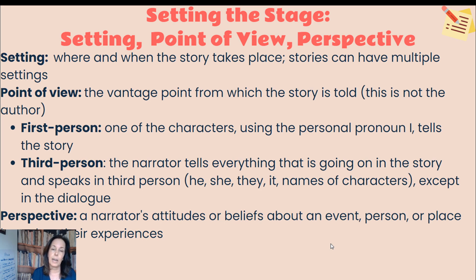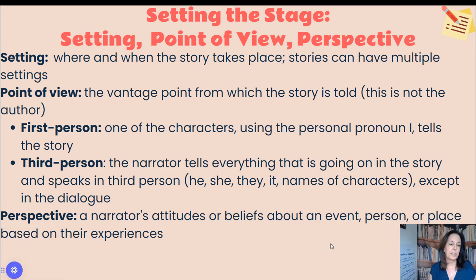First person is one of the characters using the personal pronoun I who tells a story. Third person is when the narrator tells everything that is going on in the story and speaks in third person: he, she, they, it, and names of characters, except they don't do that in the dialogue. Perspective is a narrator's attitudes or beliefs about an event, person, or place based on their experiences. So you can have a perspective on anything based on something that you've experienced.